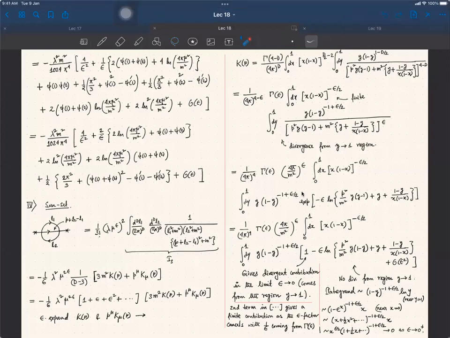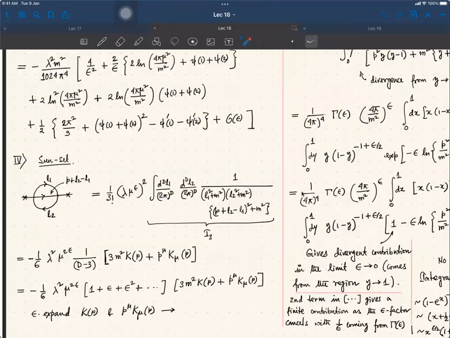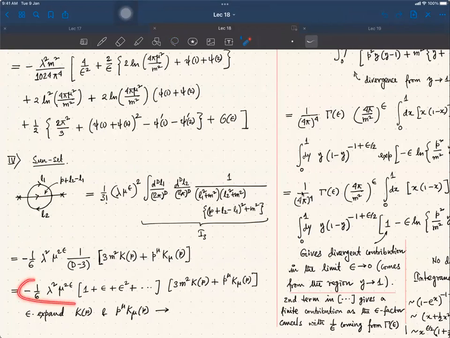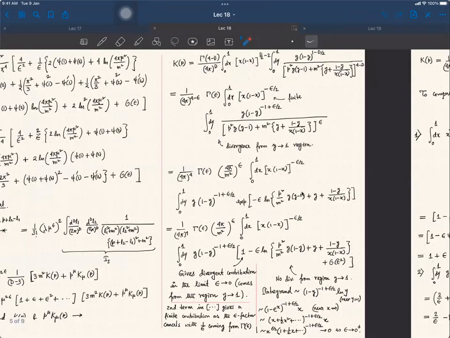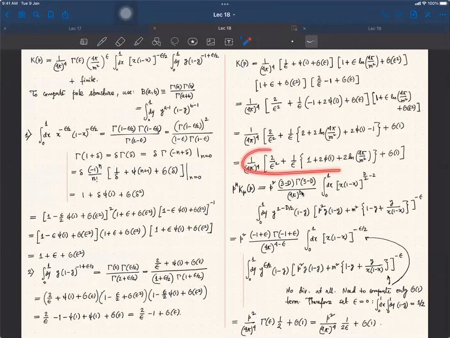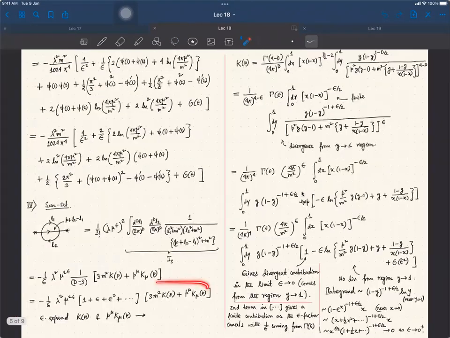Okay, in the last lecture, we calculated the sunset diagram, but the calculation was not complete. The sunset diagram was first written in this form, and then we calculated Kp and Kμ, Pμ separately, and the results were given here. This is the result for Kp, and this is the result for Kμ, Pμ. So we have to substitute these results in this equation and then calculate the final form of the sunset diagram. So let's do that.